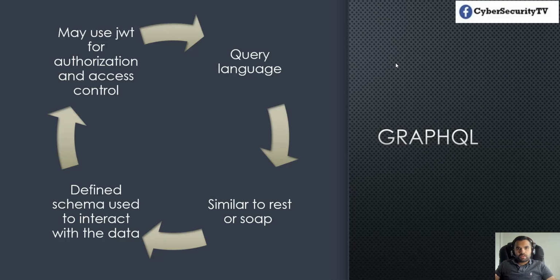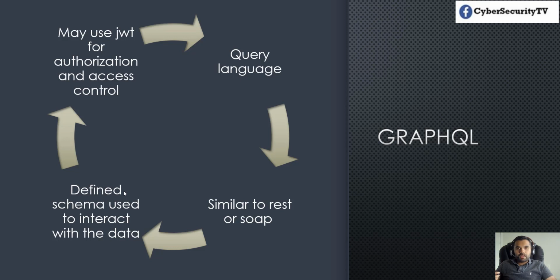But in this video, I'm going to give you a brief introduction and then we'll go straight to our demo, where I'll show you in a real-world application how to exploit those. So GraphQL is a query language. It's similar to REST or SOAP APIs, more like REST than SOAP. It has a defined schema, and it can be used to interact with the data, right?